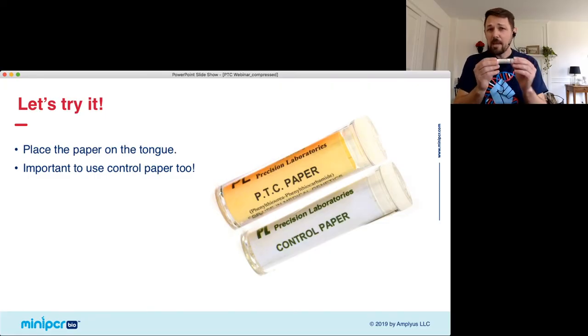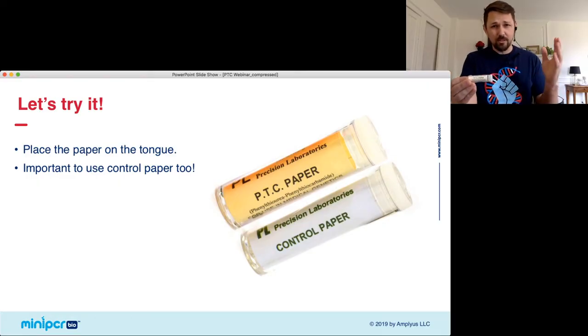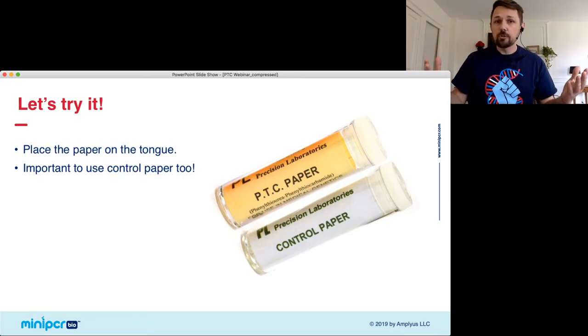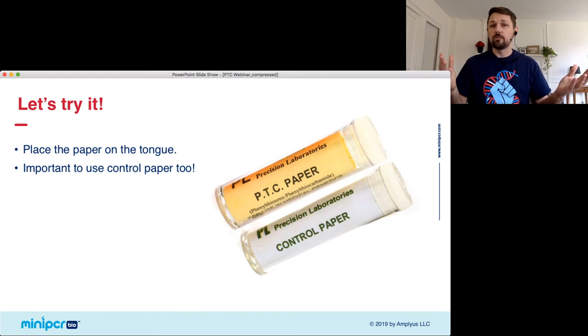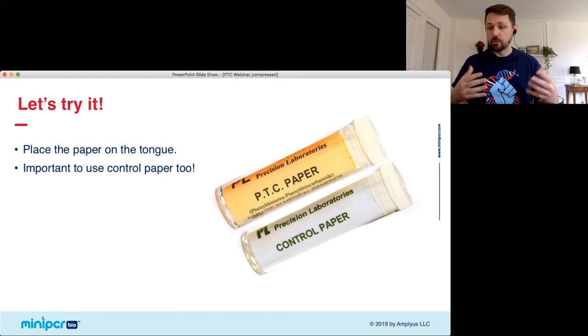However, the paper is very cheap. You can buy a tube of this paper for like $5 on Amazon. You can get it from Carolina or from any biological supply company. It comes with 100 pieces of paper in it. So all you do, you put it on your tongue. It's important to use control paper too, because you want to make sure it's not that you just don't like the taste of paper, and that you're really tasting something.